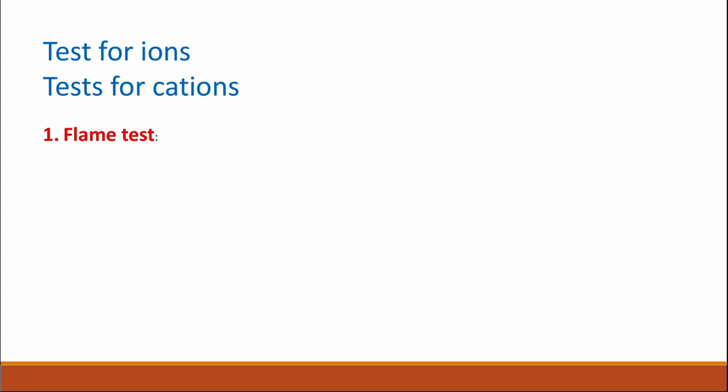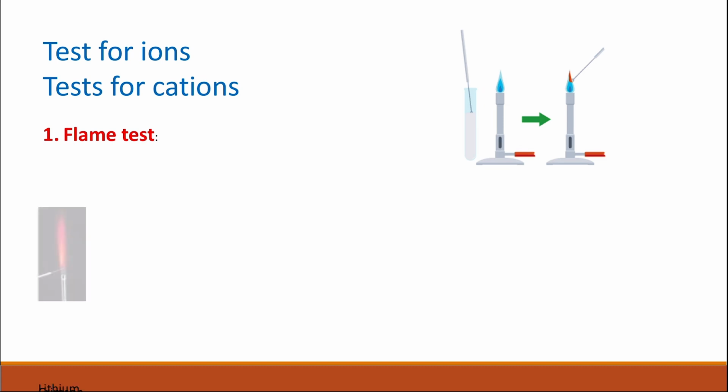Testing for ions. You can test for cations, which are the positive ion of the compound. First of all, let's test for different metals. You can use the flame test to test for different metals because different metals, when put in a flame, will lead to the coloration of the flame with specific colors.